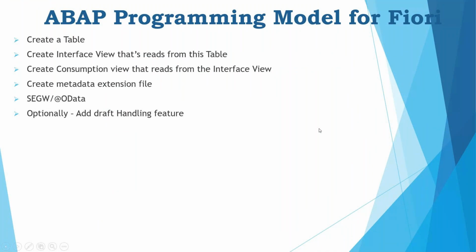So before RAP comes, we used to have the ABAP programming model on Fiori. What we used to do is create a table, and create an interface CDS view that reads the data from the table which we created. On top of this, we create a consumption view that reads the data from the interface view. Then we create a metadata extension file, that is called UI annotations, and we register the service. Then we can also implement draft handling. So this is the old approach, called the ABAP programming model on Fiori.